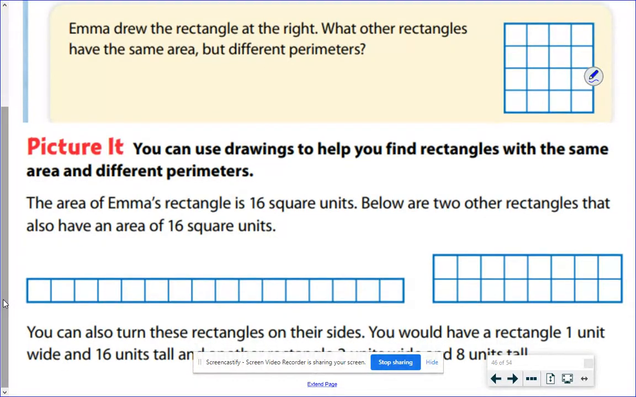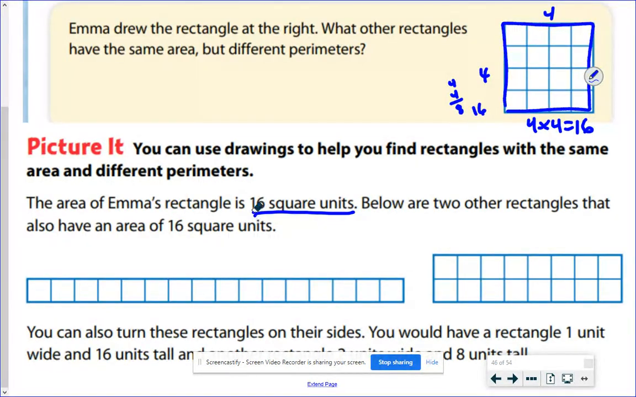This rectangle, all of these they went ahead and told us, have an area of 16 square units. The amount of space inside is 16 square units. The distance around, 4 plus 4 is 8, like we were doing yesterday, and then doubling that, 8 plus 8 is 16. So the distance around is 16 units. The amount of space inside is 16 square units.